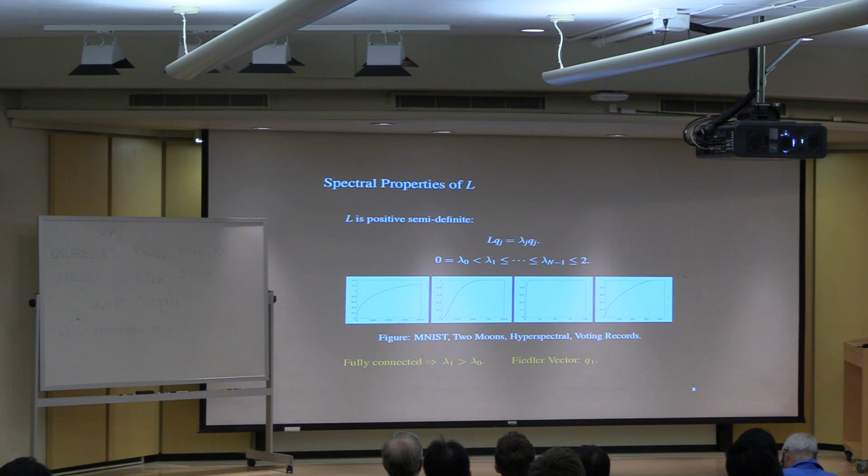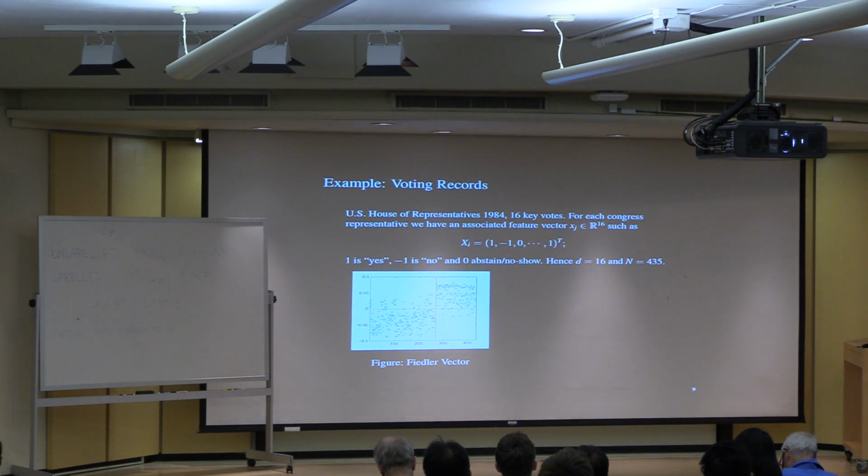If we assume the graph is fully connected, which we will, lambda_1 is positive, lambda_0 is always 0, and that's because of the way L is constructed. And the Fiedler vector is the eigenvector q_1 associated with the first positive eigenvalue. Okay, so why do we care about the Fiedler vector? Just to build up information for those of you who have not seen this before.